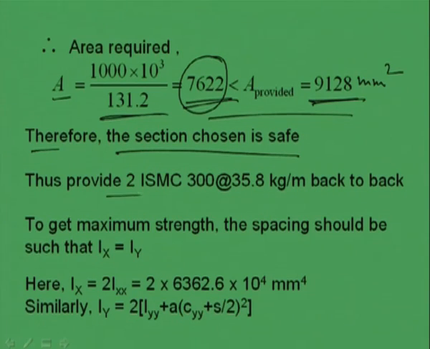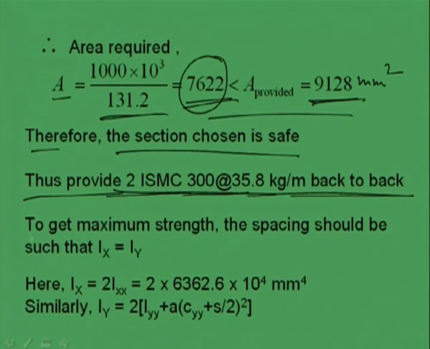Thus, we are providing two ISMC 300 at 35.8 kg per meter back to back. So, this is fixed now, right. One thing is still unknown, that is the built up section configuration and the size of the built up section. These two things we have decided. One is that we are going to use channel sections back to back, and the size is ISMC 300.